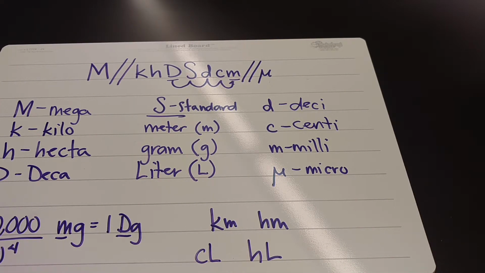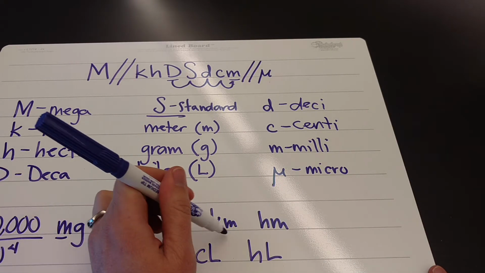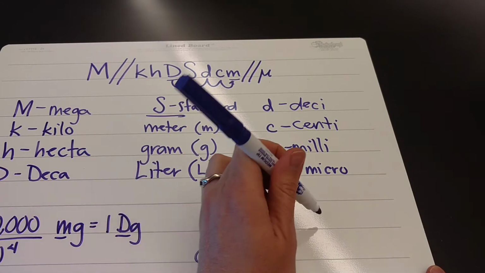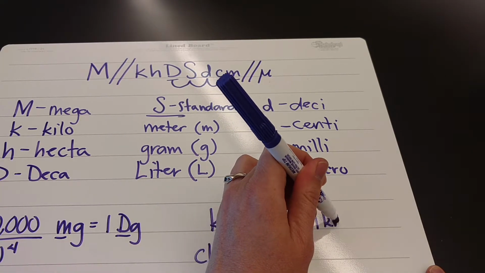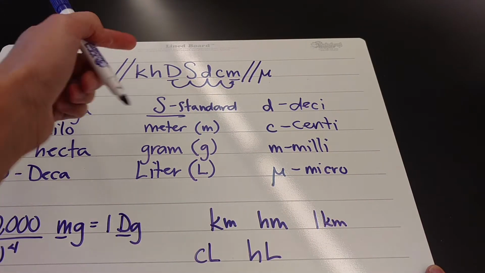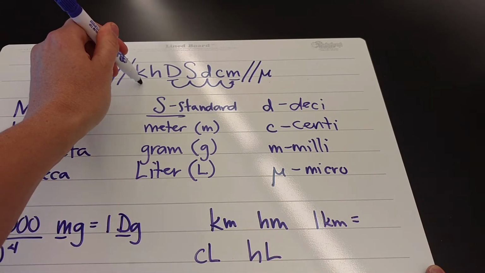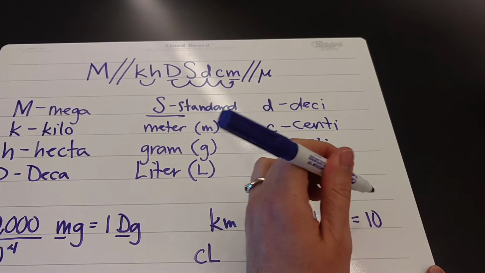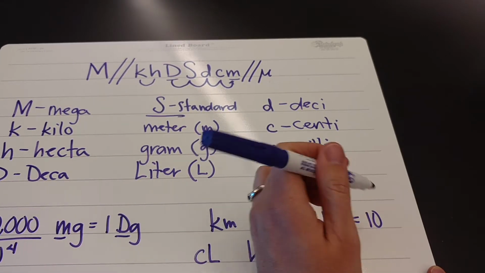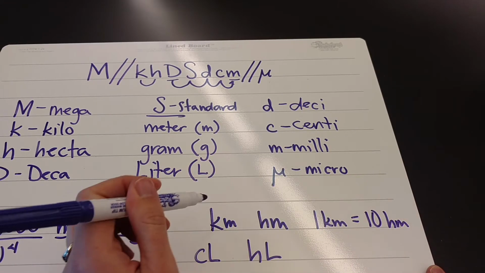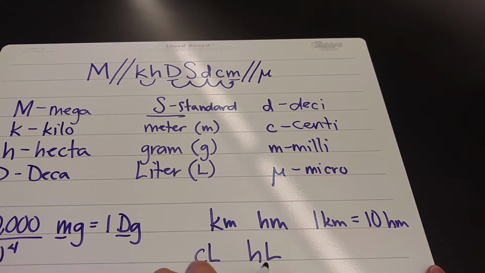Pause the video. Go. Okay, these two, kilometer and hectometer, 1 kilometer, because it comes first in this line, so it's larger. 1 space over is 1 0, okay, or 10 to the power of 1 hectometers. So that's that relationship.